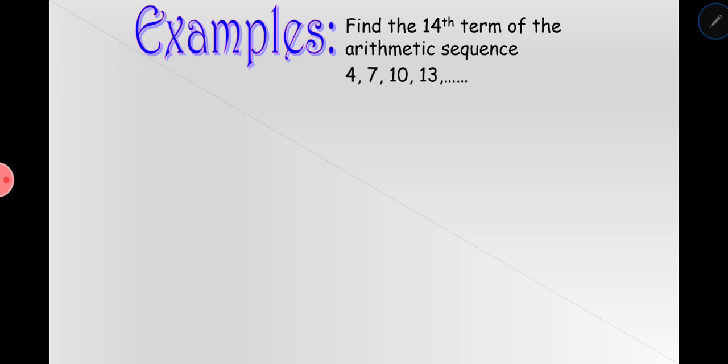So 4, 7, 10, and 13. Okay, by using the formula a sub n is equal to a sub 1 plus n minus 1 times d, we should first identify what are the given data. So 4, 7, 10, and 13 are the given data.